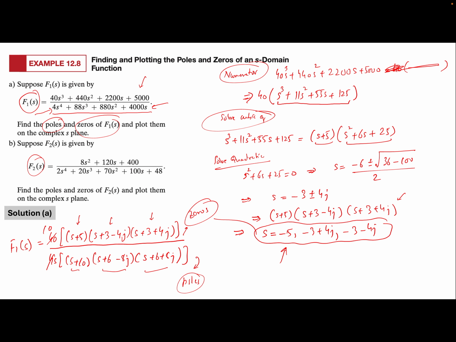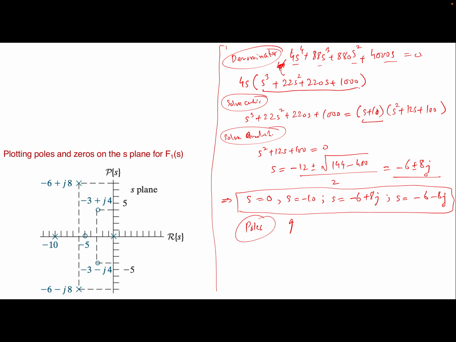Okay, so now I can easily draw them on that axis, right? Let me write the zeros over there as well, just to make my life easier. I already have the poles, so the zeros were s equals minus 5 and s equals minus 3 plus 4j and minus 3 minus 4j. Okay, now let's start with the zeros. The first zero is minus 5.